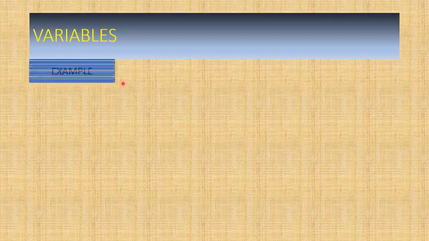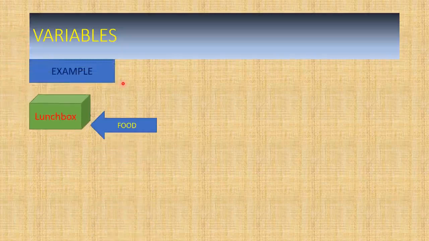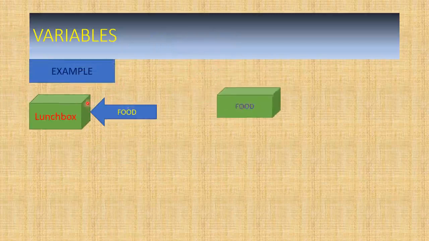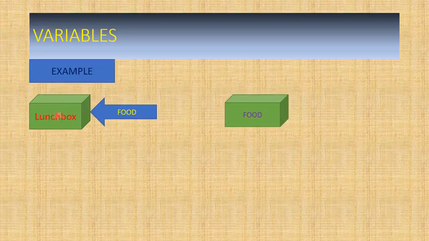Before going into the details of the variables, we will first understand the basic concept behind the variable with the help of this simple example. Suppose you have a lunchbox, and we all know that we use a lunchbox to store food. Say that now food has been stored in the lunchbox. So inside the lunchbox there is food. Once food is stored, we will be able to eat this food whenever we want. That means we will be able to fetch this stored food whenever we want.